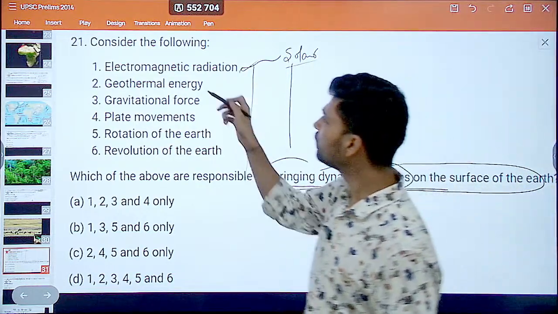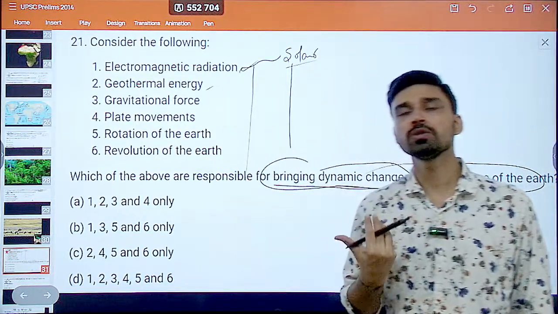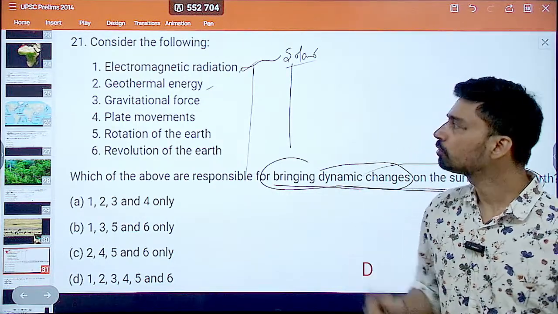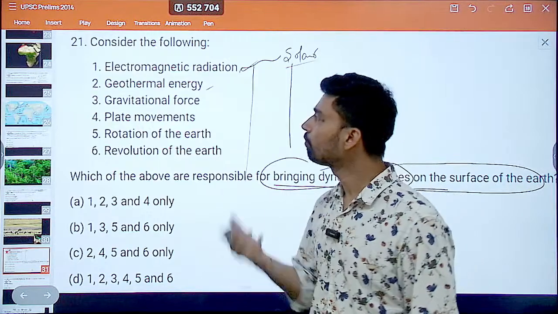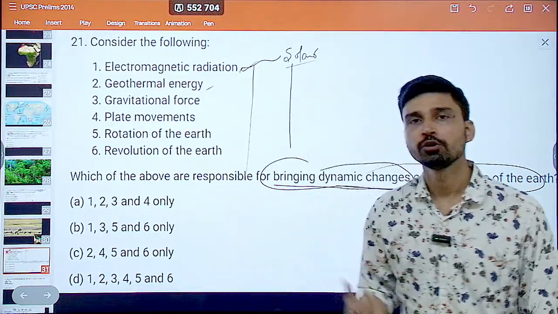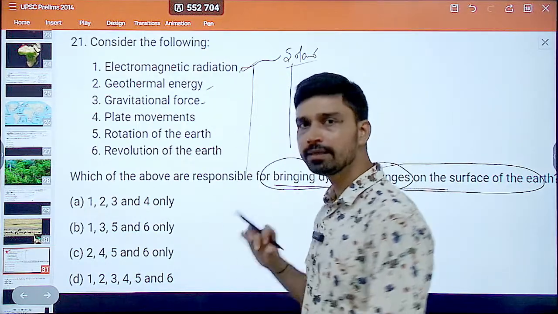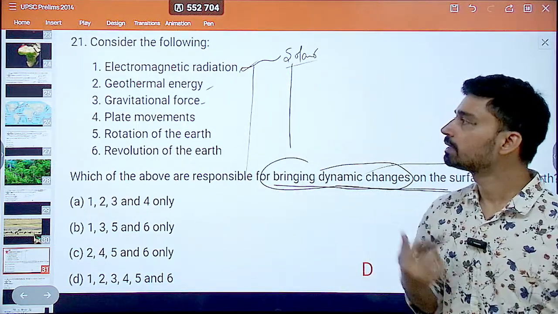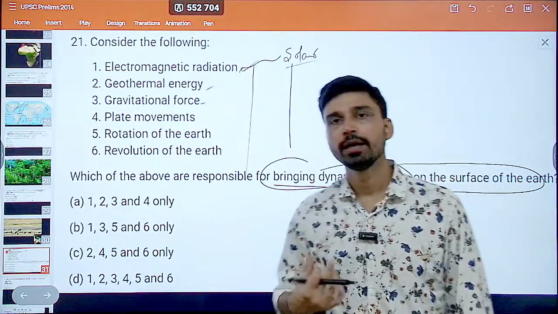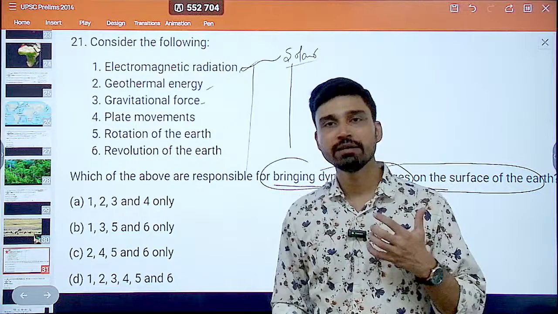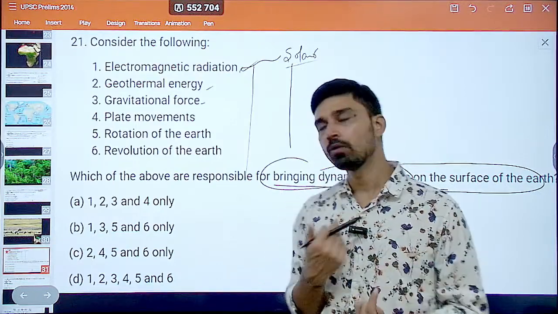Second is geothermal energy, that is produced because of the presence of hot magma or lava below the earth's surface, which also produces a lot of changes on the earth's surface. You have formation of geysers and hot springs here. Gravitational force, obviously, causes a lot of changes. For example, the moon's gravitational force causes tides on the earth, and tides cause rise and fall of sea level as the moon revolves around the earth.